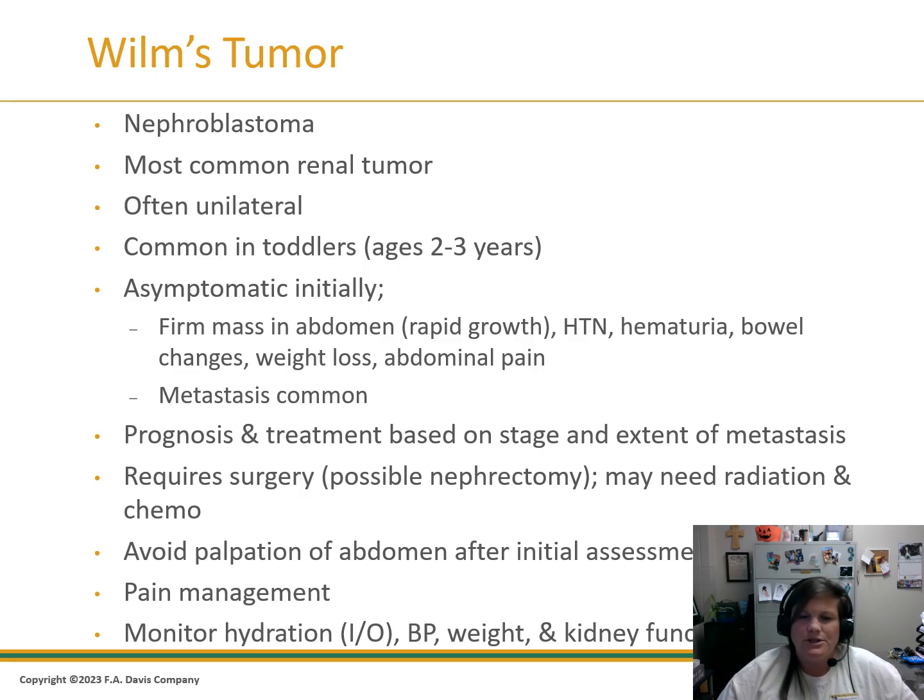It is known to be a highly vascular tumor that can easily spread, which is why metastasis is common. Our treatment for this and the prognosis for the patient will depend on the stage of cancer and the extent of its metastasis, but this will generally result in the need for surgery, either the removal of the mass itself on the kidney or possibly the entire kidney, hence the possible nephrectomy. And they typically will also end up receiving radiation or chemotherapy with it as well. Avoid palpation of abdomen after initial assessment if suspected.